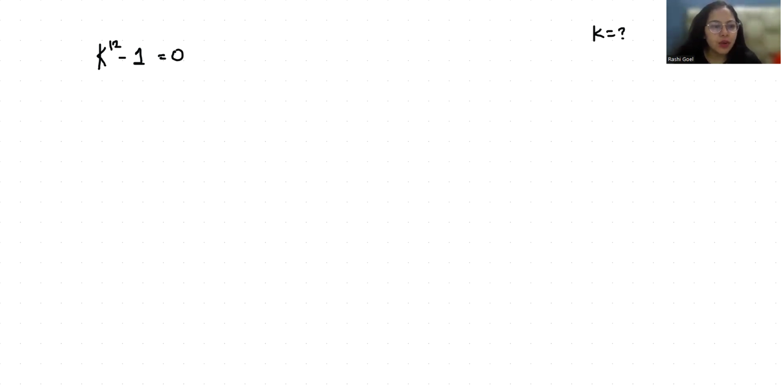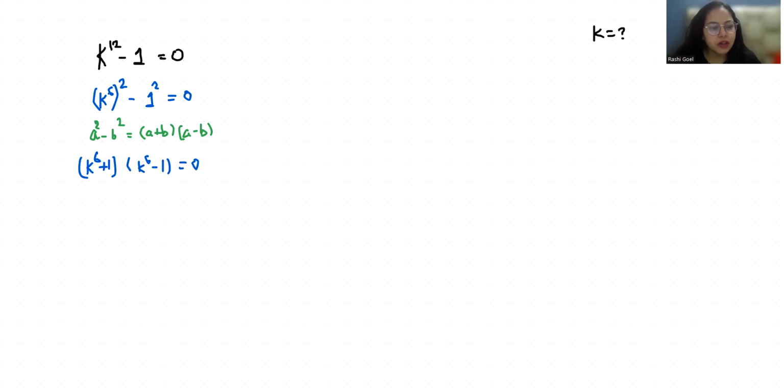So this k power 12 I can write it as k power 6 whole power 2 minus this 1 as 1 square is equals to 0. Now I'm going to use an identity that is a square minus b square, which is equals to a plus b times a minus b. So it becomes k power 6 plus 1 and k power 6 minus 1 is equals to 0.